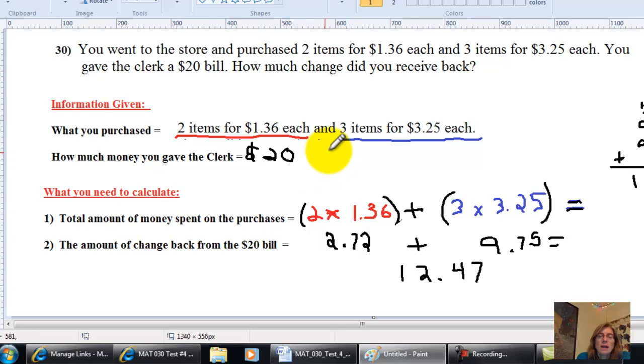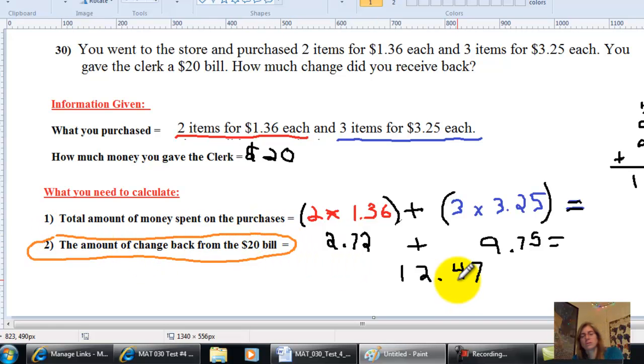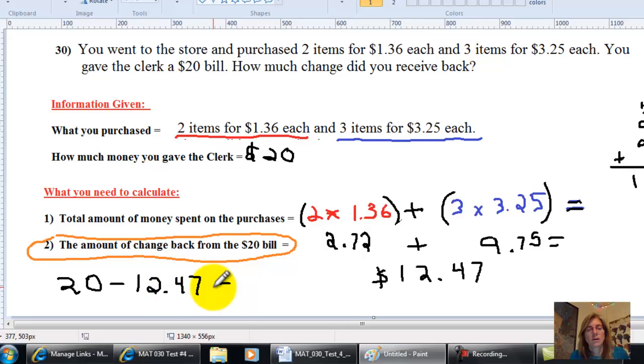So then the next thing we have to do is look at the amount of change back from the $20 bill. Well, you handed the person a 20 and you only had to pay $12.47. So it becomes a subtraction problem. So you take the $20 and subtract 12.47. That's all you needed to give the clerk was $12.47, but you gave her more than that, or him, whichever. Alright, so let's work out that problem.